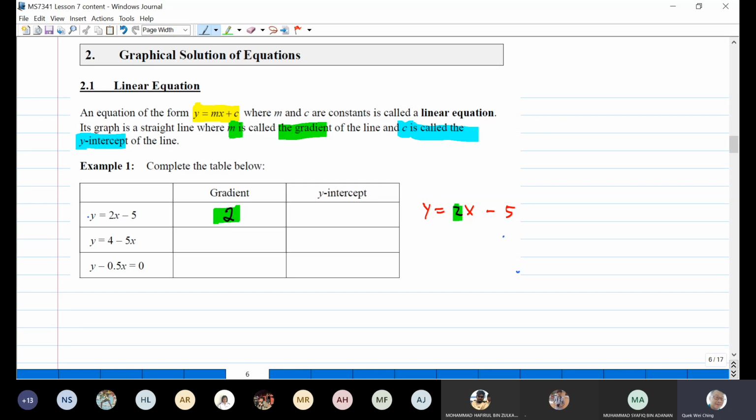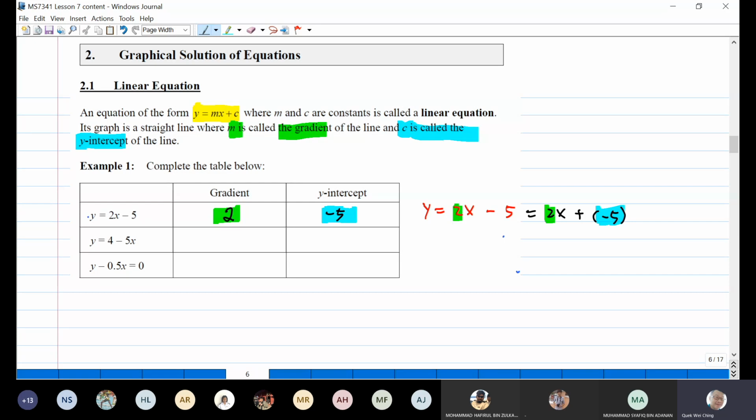The one outside of x, that doesn't go with x here, is called the Y-intercept. So in this case, you can look at it this way. I use a plus sign here, but I can use a minus sign. It is 2x plus minus 5. This is actually 2x minus 5 here, 2 here, and then minus 5 is here. It's called the Y-intercept. So this is how you find the gradient and Y-intercept.